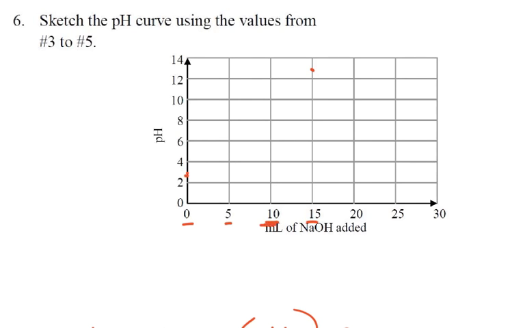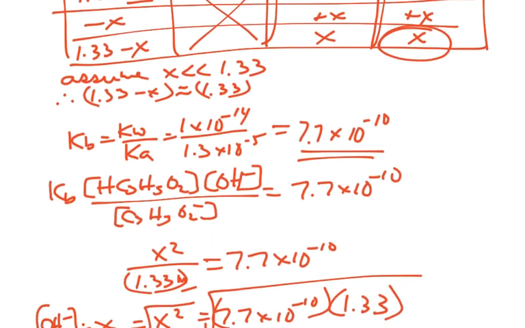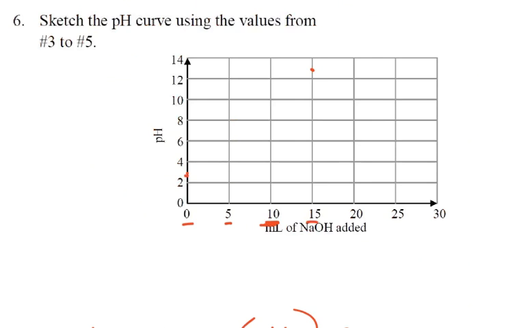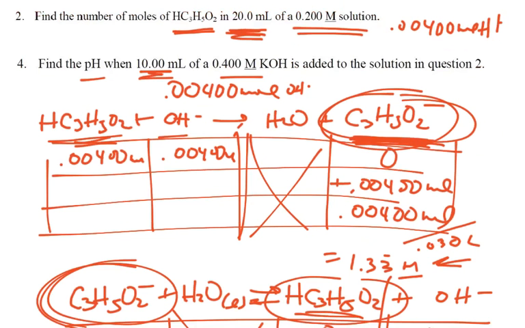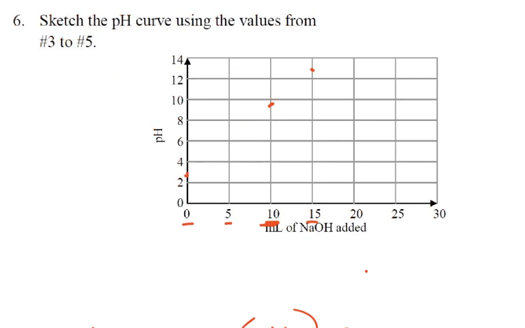Okay, at 10, which we decided was our equivalence point, we found out that the pH was 9.5. So at 10 milliliters is 9.5, almost 10, halfway, here's 9. 9.5 will be up there somewhere. Okay, and when we put 5 milliliters in, we found out 3.59, which was the halfway point to the equivalence point, so that was the half titration.